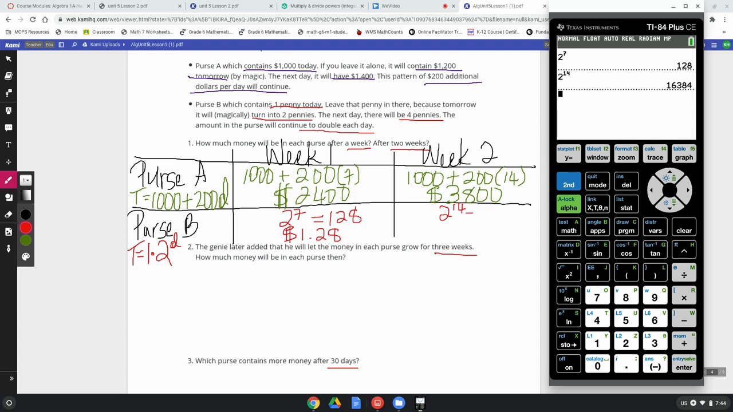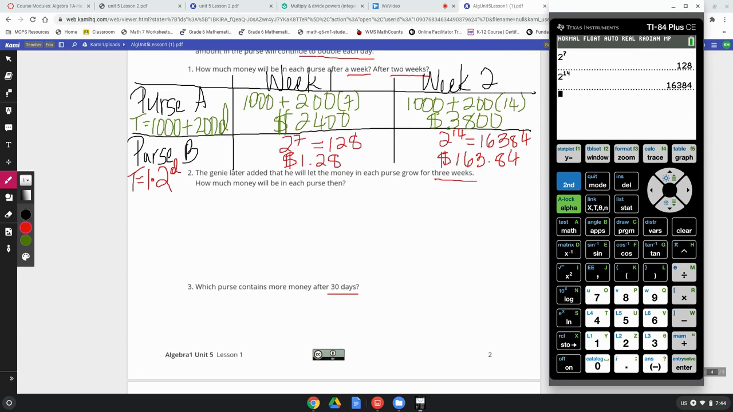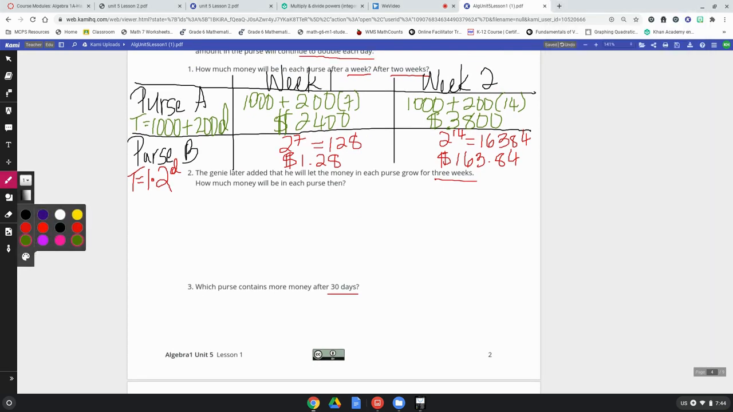So that is 16,384 pennies, which of course in terms of dollars is $163.84. So that's where we stand with weeks 1 and 2. Okay. So now week 3 for purse A.